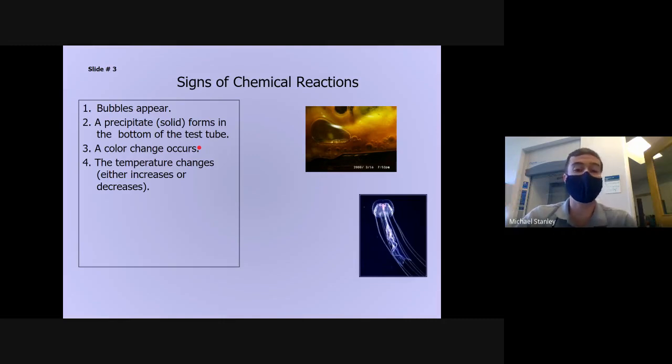You can also get temperature changes with chemical reactions, and we're going to talk a lot about this a little bit later on. Some chemical reactions give off heat, and the temperature gets hotter, things like burning, like we were talking about earlier. Or sometimes a chemical reaction can absorb heat, making things cooler as the chemical reaction goes on.